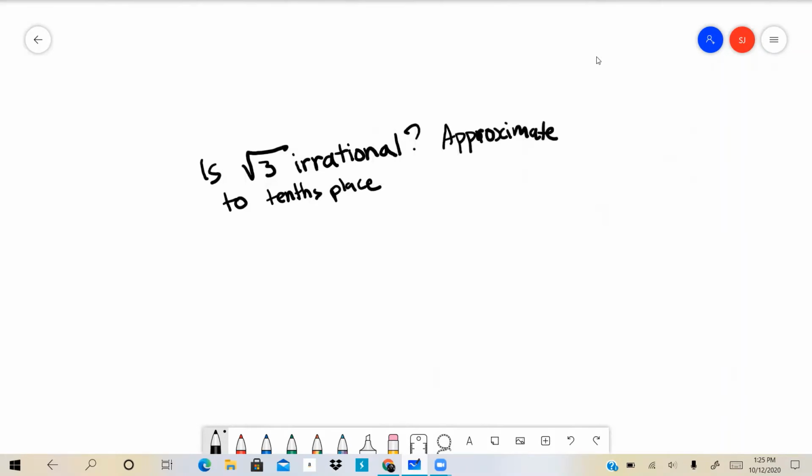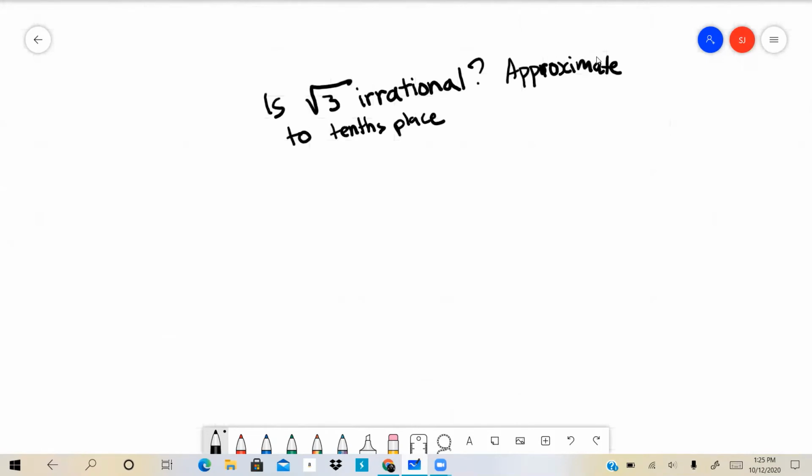For this problem we have: is the square root of 3 irrational? Approximate to the tenth place. Alright, square root of 3, is it irrational? We know the square root of 2 is irrational. But what about the square root of 3? So let's break it up. 1 times 1 is 1, so the square root of 1 is 1.